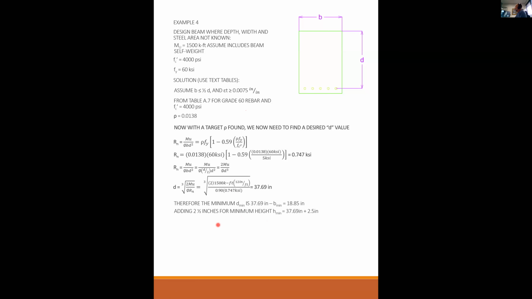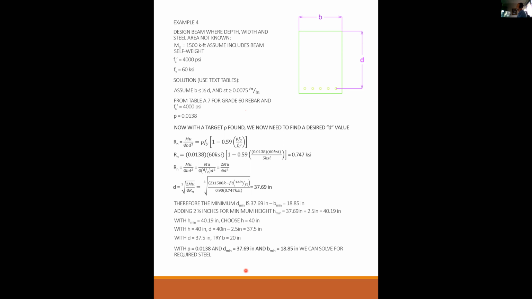If I add 2.5 inches to my minimum height, 37.69 plus 2.5 gets me to 40.19 inches. That's awfully close. I'm going to try to go with 40 inches for my height. With a height of 40, then D is 40 minus 2.5 is 37.5. With D at 37.5, B is half of D. I rounded up to 20. So we're going to try to make this beam work 37.5 inches deep by 20 inches wide.